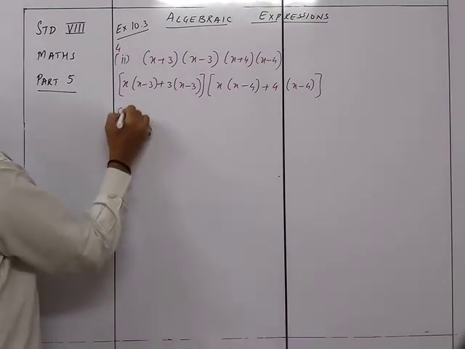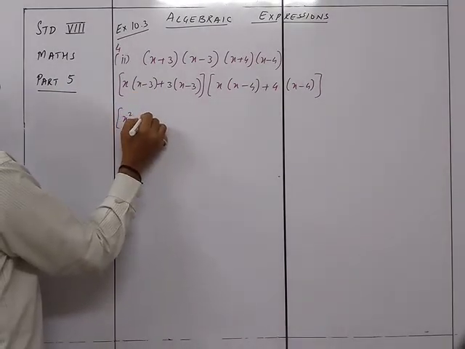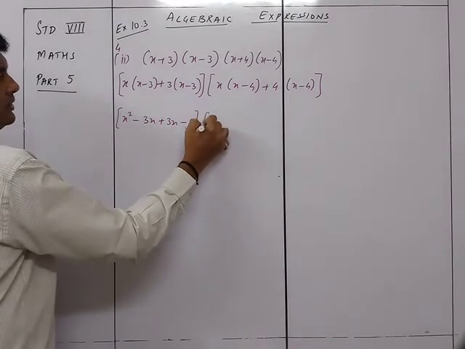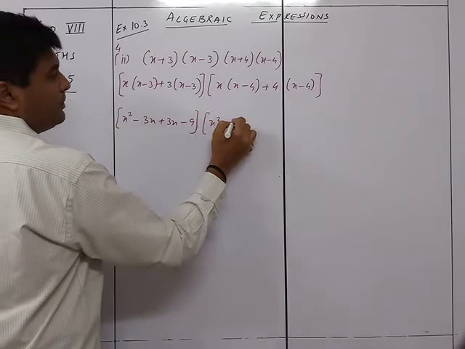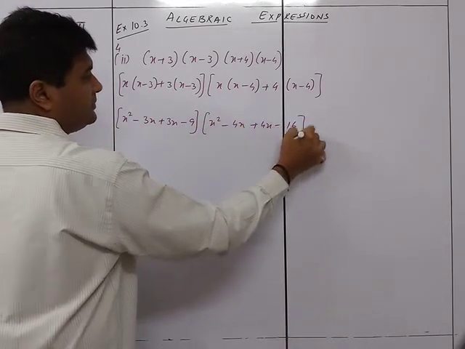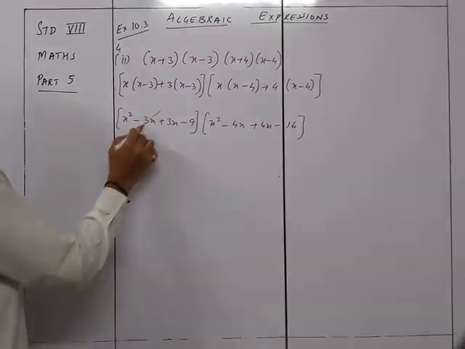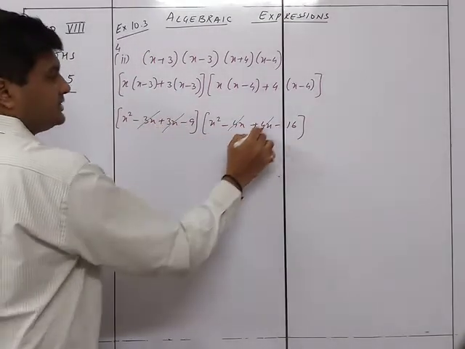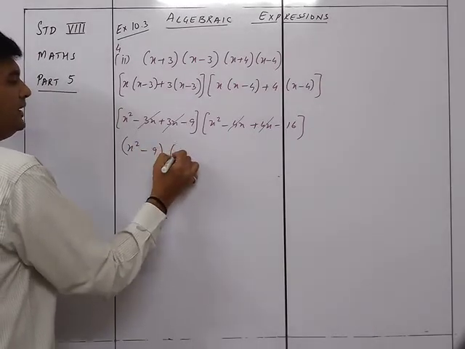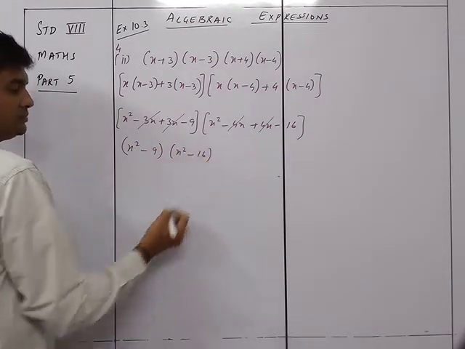This adds to x square minus 3x plus 3x minus 9. This to x square minus 4x plus 4x minus 16. Minus 3x plus 3x cancel. This cancels. So it will be x square minus 9 into x square minus 16.